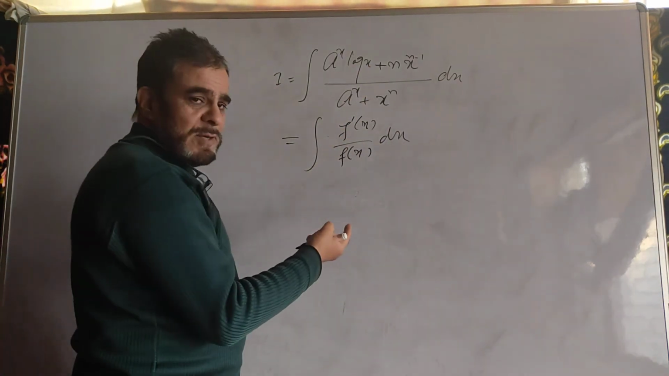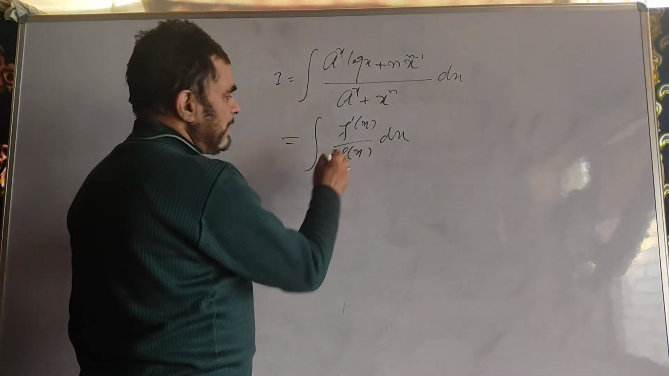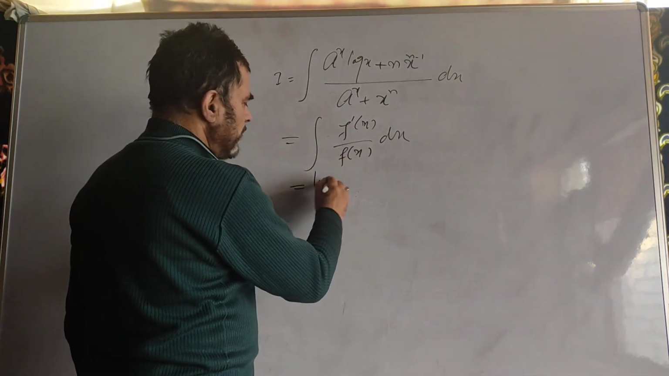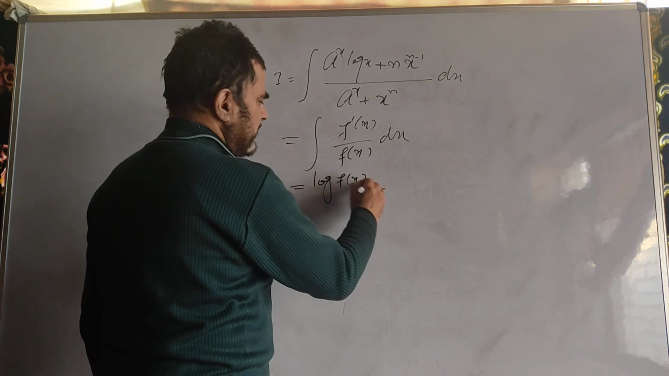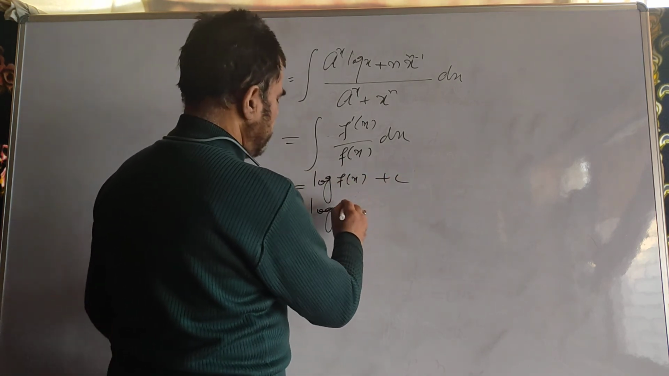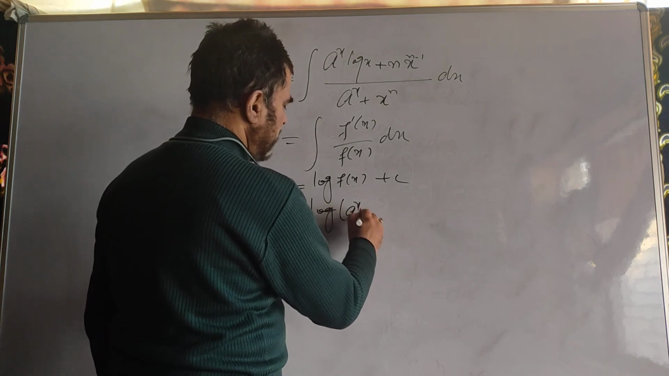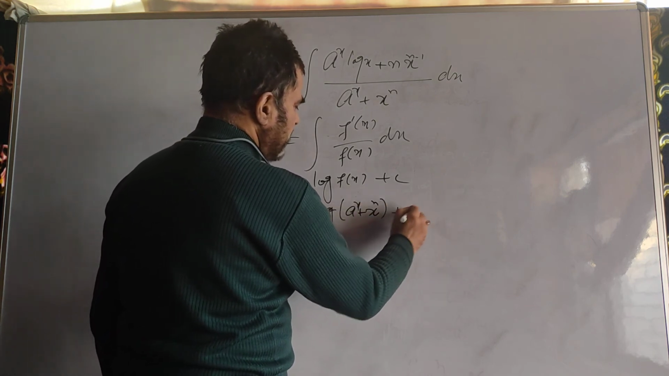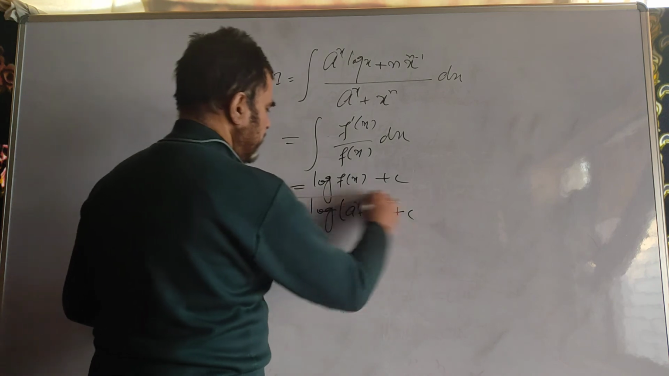So you did the formula. When you have f dash x by fx as the integrand, what is it? It is log of the denominator, log of fx plus c. So you can write it is log of, what is now fx? Log of a raised power x plus x raised power n plus c. This is how you do these problems.